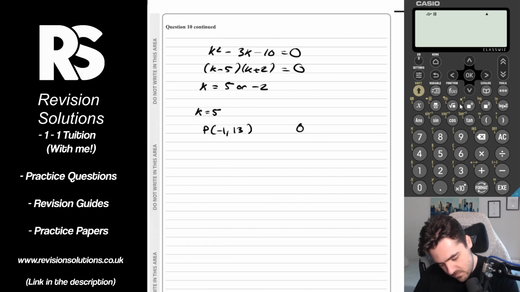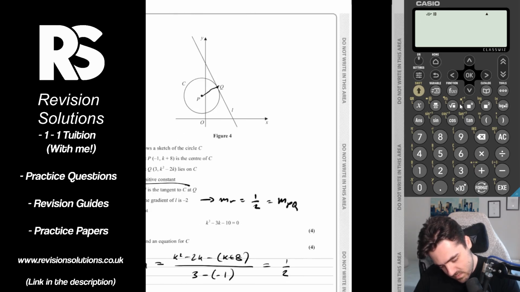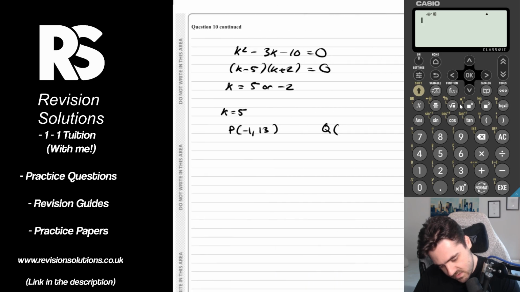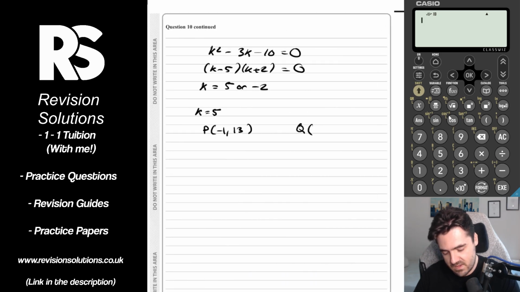And then Q is 3 and k squared minus 2k. So that's 5 squared minus 10, 25 minus 10, that's 15. And the x-coordinate was 3. Cool. So this is our center. We're going to get the radius, we'll just do the distance between these 2 points.